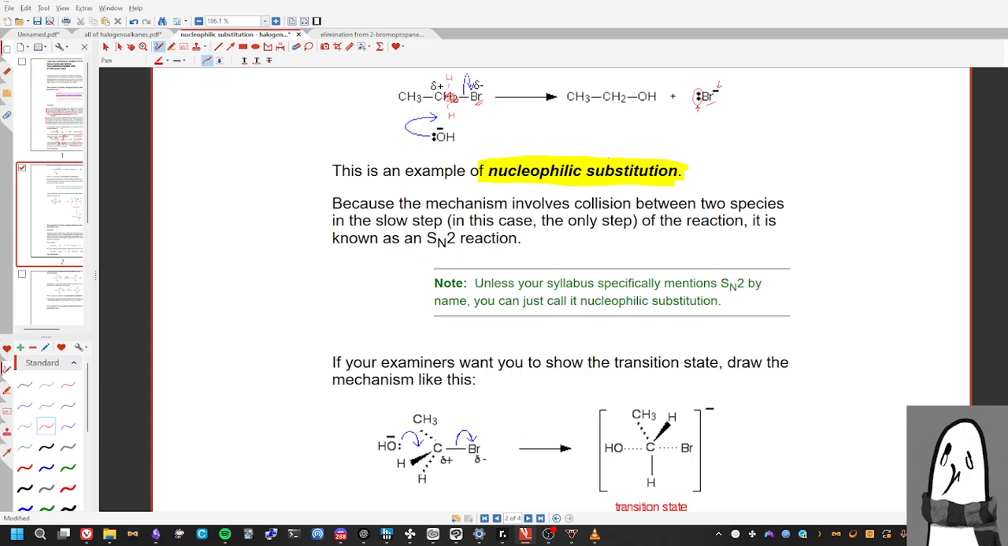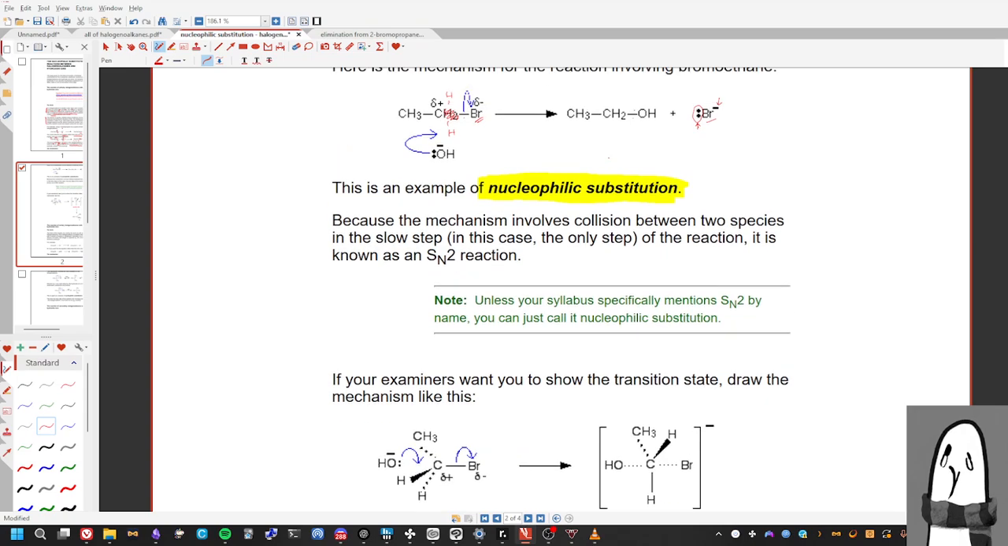Now this is an example of nucleophilic substitution. Because the mechanism involves the collision between two species in the slow step, in this case the only step of the reaction, it is known as an SN2 reaction. So SN2, since it requires only two species in the slow step, it's known as an SN2 reaction. Two species, and it's a nucleophilic substitution. Perhaps that's what it means.